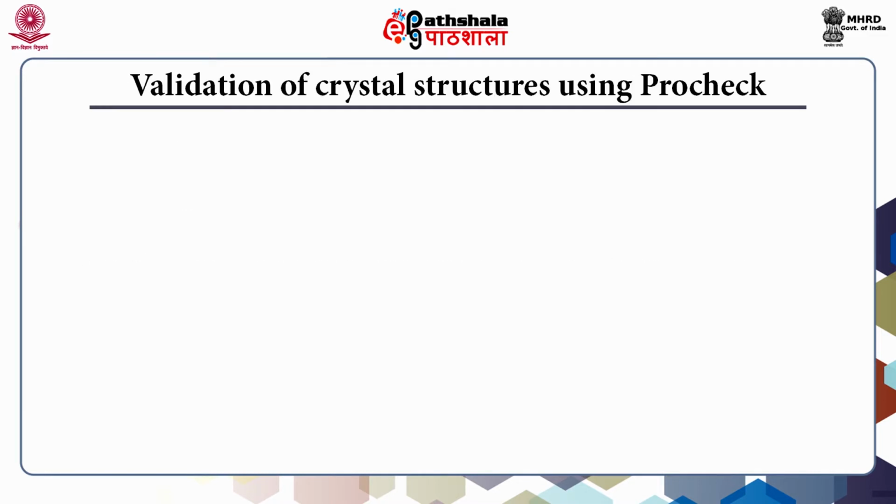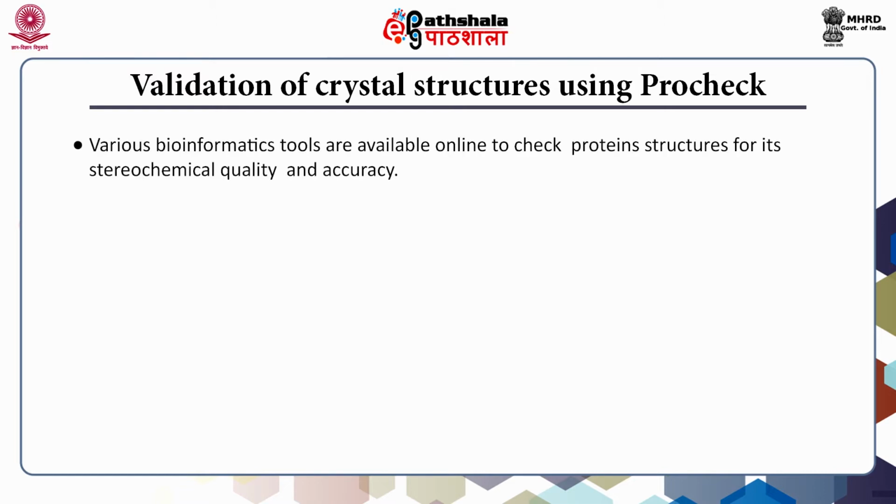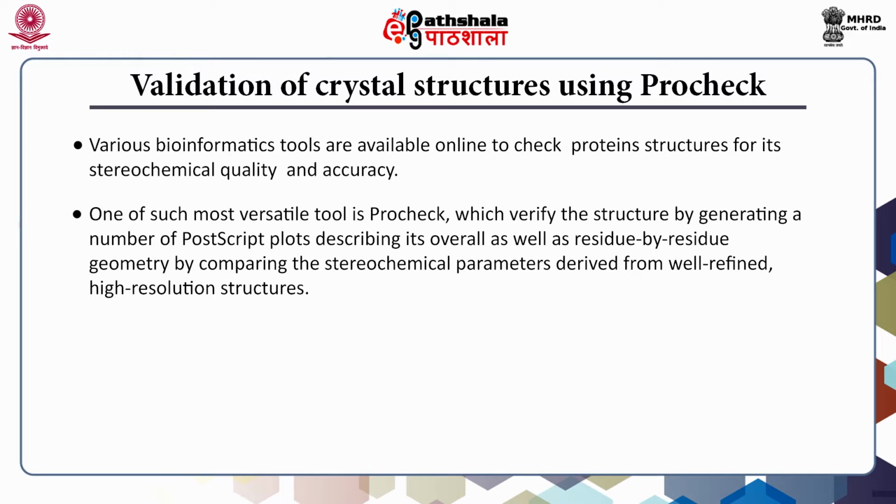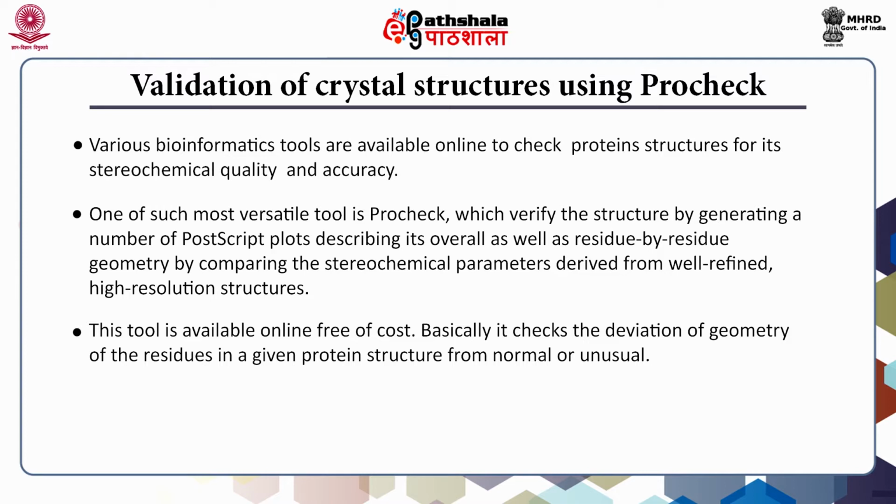Validation of crystal structures using ProCheck. Various bioinformatic tools are available online to check protein structures for their stereochemical quality and accuracy. One of the most versatile such tools is ProCheck, which verifies the structure by generating a number of postscript plots describing its overall as well as residue-by-residue geometry, by comparing the stereochemical parameters derived from well-refined high-resolution structures. This tool is available online free of cost. Basically, it checks the deviation of geometry of the residues in a given protein structure from normal or unusual.